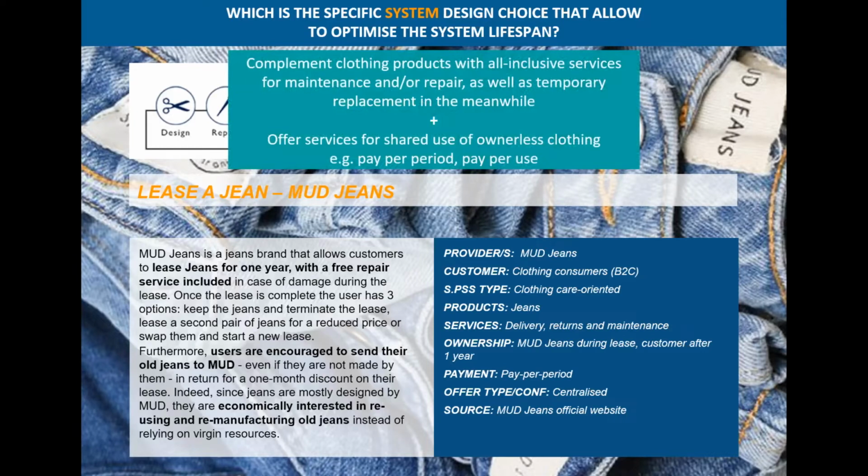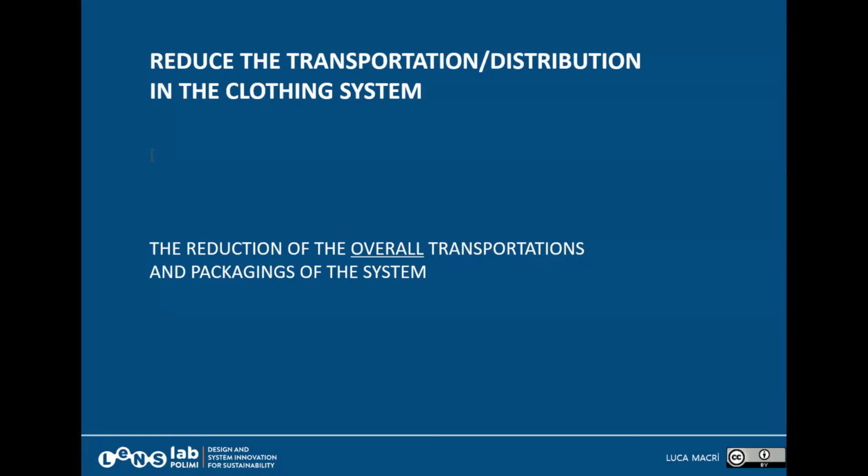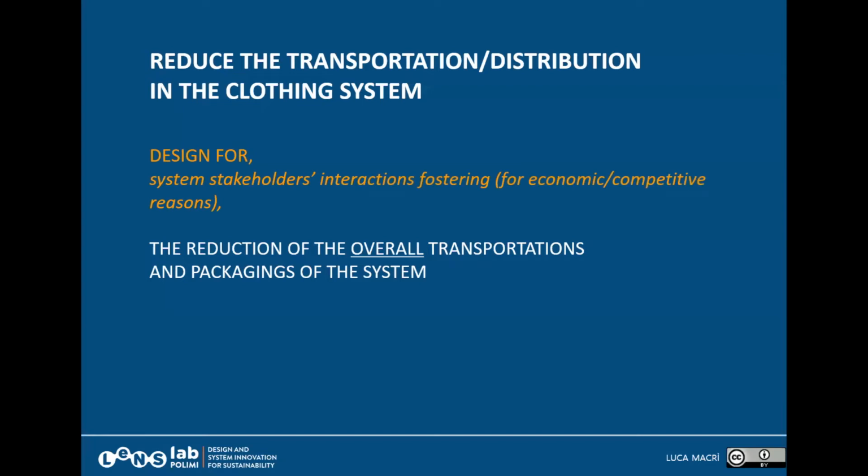Okay, so here what's applied is complementing the clothing product with all-inclusive services for maintenance and or repair. So this is the case in which it's not leased. You buy the product, but you have included services like the repair. And the other one is the same as before: offer services for shared use, and it's applied to the leasing. So this was about the first strategy, optimizing the lifespan.